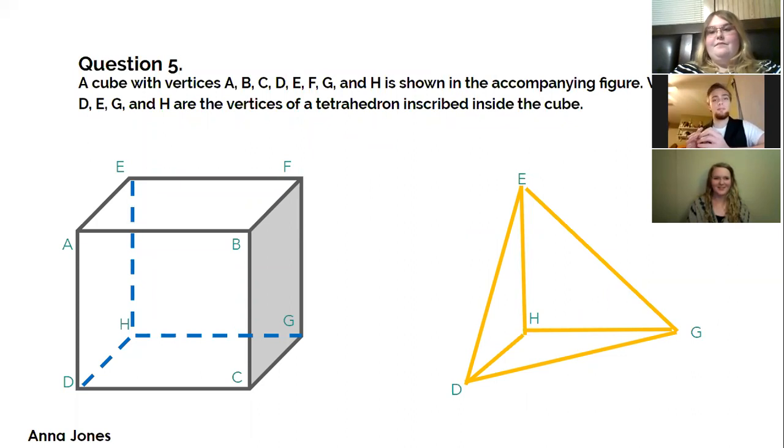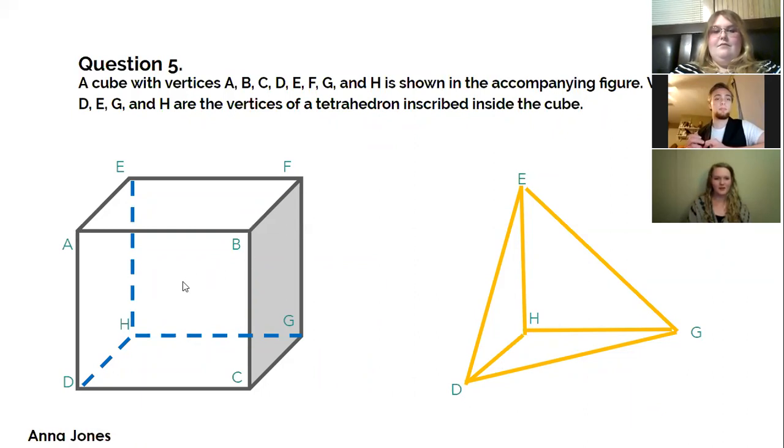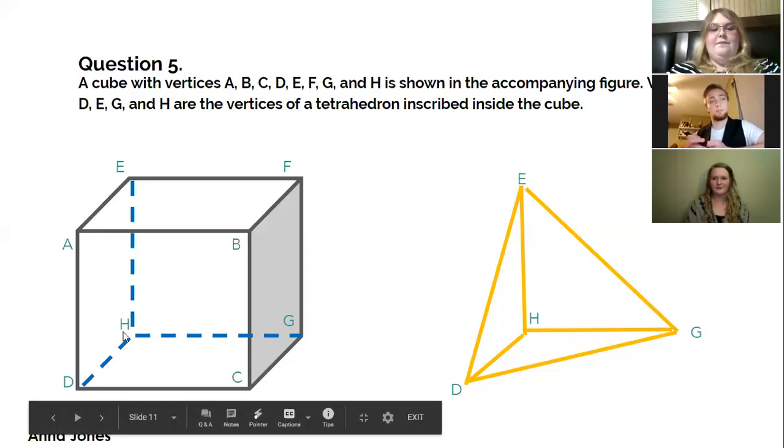Yeah, I know. And that brings us into our 5th question. A cube with vertices A, B, C, D, E, F, G, and H is shown, and the vertices E, D, H, and G are the tetrahedron. So we can form a tetrahedron between these vertices inside the cube. And you can tell that it would take up the space of the inside corner. Okay, yeah, that dotted line right there.